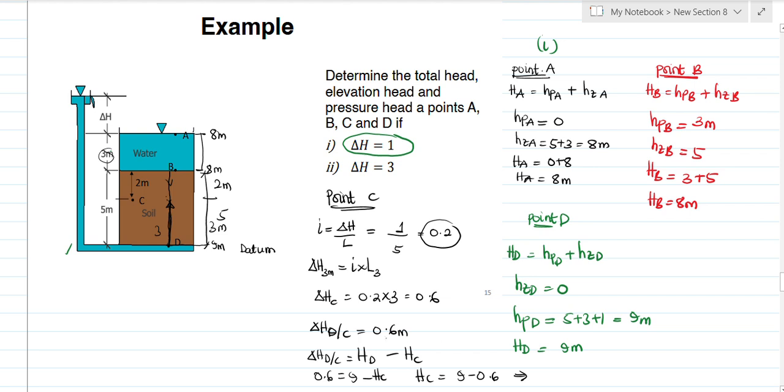Now let me continue here. So I can see that the total head at C is equal to 9 minus 0.6, that's 8.4 meters.